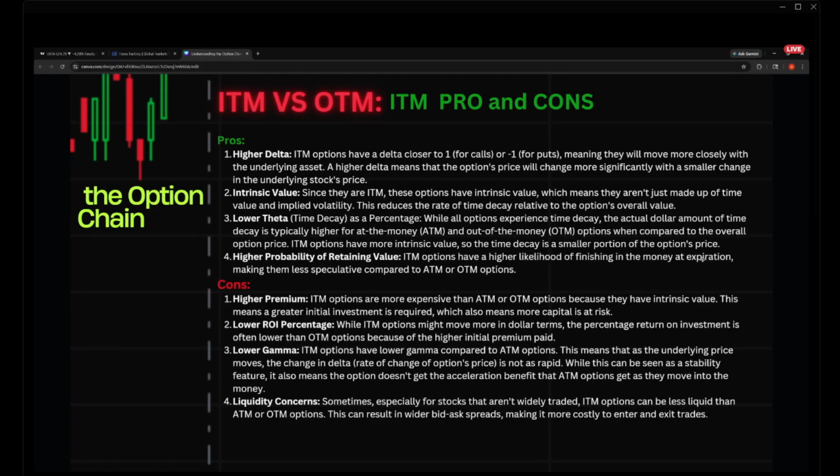Then there's the intrinsic value. Since they are in the money, options have intrinsic value, which means they aren't just made up of time value and implied volatility. They can actually be used. This reduces the rate of time decay relative to the option's overall value. What's bad is if you have an in the money contract and it becomes an out of the money contract, where you lost your intrinsic value and it's been replaced with IV and time value.